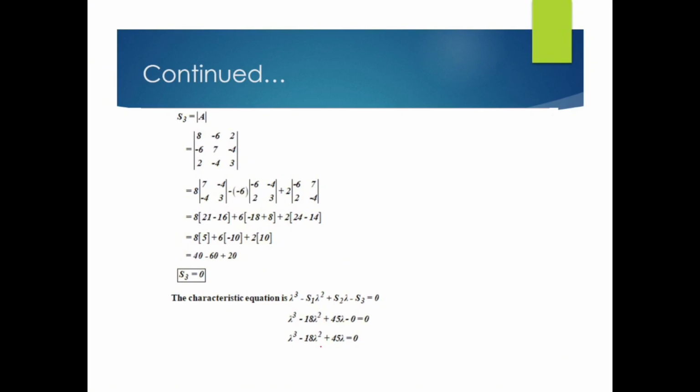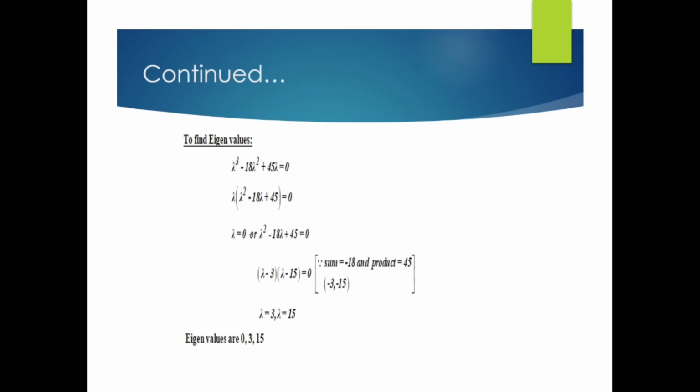To solve this, when I observe this characteristic equation, all three terms have a lambda in common. So I can take one lambda common outside. I get lambda times lambda squared minus 18 lambda plus 45 equal to 0. This means lambda equals 0, or lambda squared minus 18 lambda plus 45 equal to 0. Solving this, I get lambda minus 3 into lambda minus 15 equal to 0. So lambda takes the values 3 and 15. On the whole, lambda is 0, 3, 15.